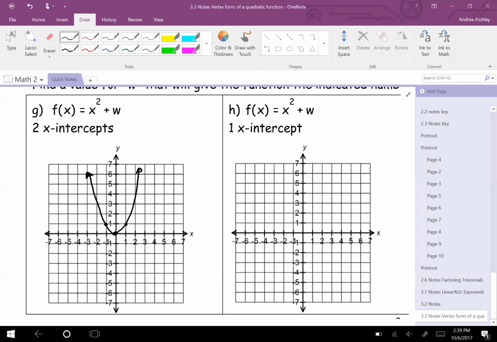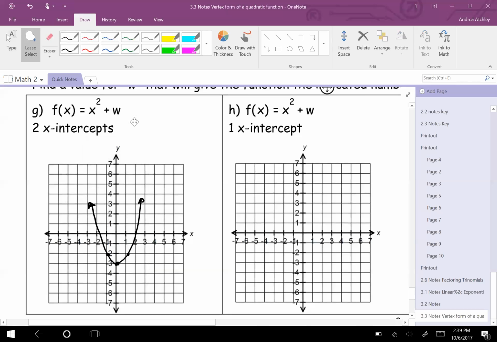What is a number for the W that'll make my parabola have 2 x-intercepts, cross the x-axis twice? Any negative, right? If I just shift my whole parabola down, I'll have 2 x-intercepts, correct? What if I moved it up? Would it have any x-intercepts? No, so I have to shift it down. Now I have 2 x-intercepts. And it could truly be any negative number for that.